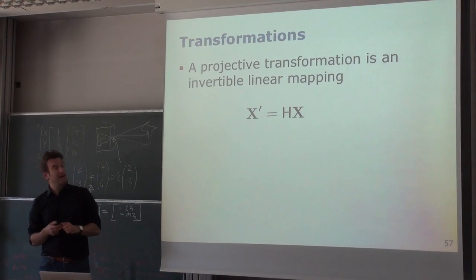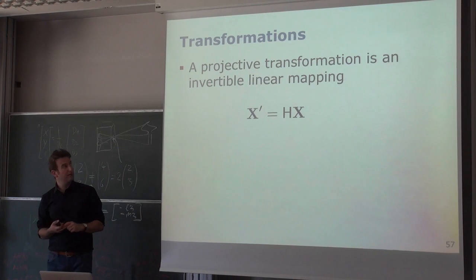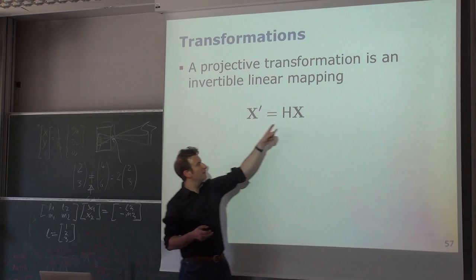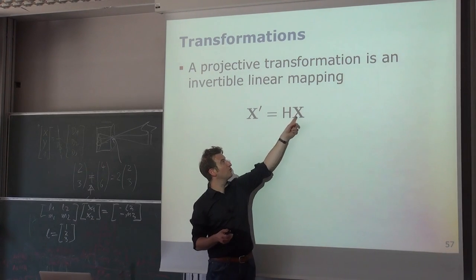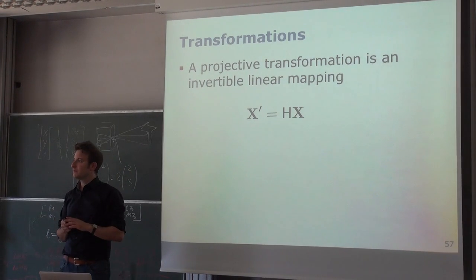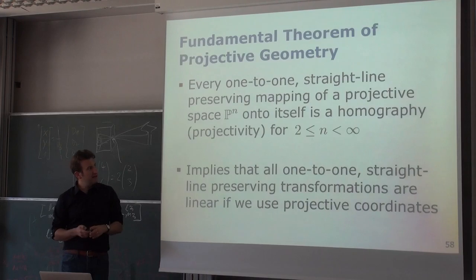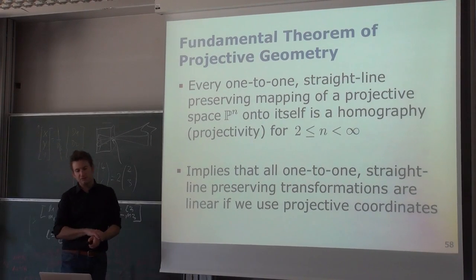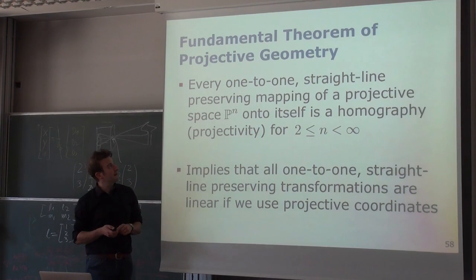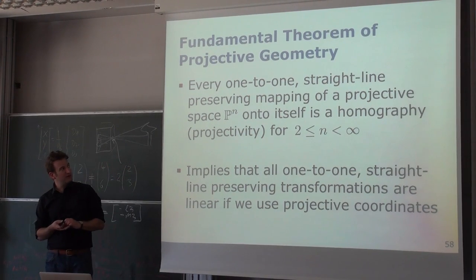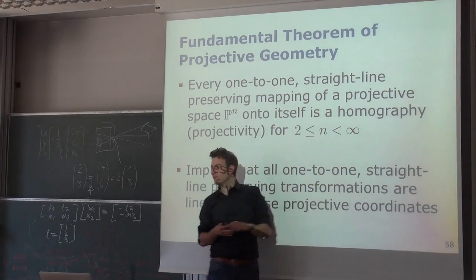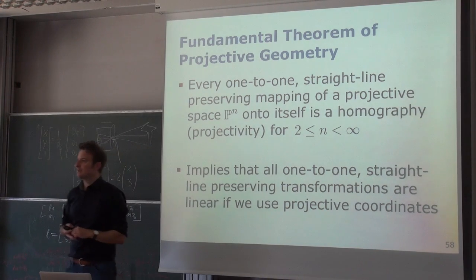So a projective transformation, so a transformation in our space, is an invertible linear mapping H which maps x to some other x prime. And one of the key results, what is called the fundamental theorem of projective geometry, tells me that every one-to-one, so injective, straight line preserving mapping of a projective space Pn onto itself is a homography, for any n larger or equal to 2.